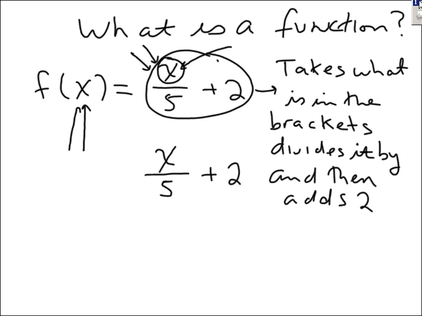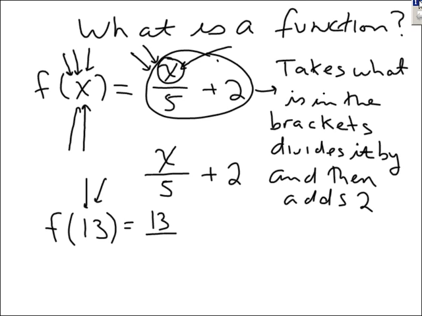Let me say it slightly different. If you can say what f does to what's in the brackets, then you have it made. It divides it by 5 and adds 2. So if somebody asks you what f of 13 is, you say, oh, it's simple. I'm going to take what's in the brackets, I'm going to divide it by 5 and add 2. And the rest is arithmetic. This is the part I'm worrying about right now that you can do.